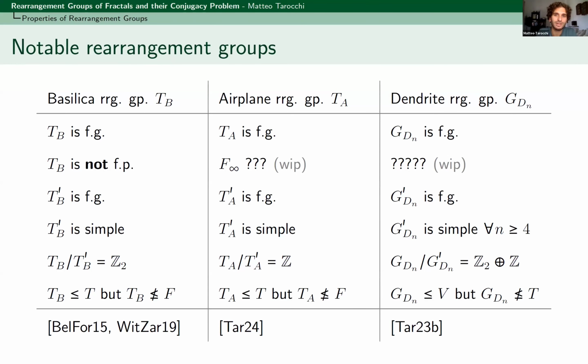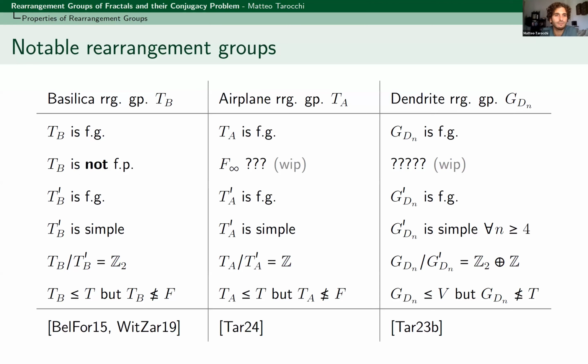As for the airplane and dendrites, we think that these are F-infinity. The airplane rearrangement group is stated to be F-infinity by Belk and Forrest without any proof. And with Davide Perego, we have an idea of how to prove this, essentially as a corollary of something more general, but this is work in progress, so I cannot really state anything precise here. I cannot make promises, but we should get there soon enough.